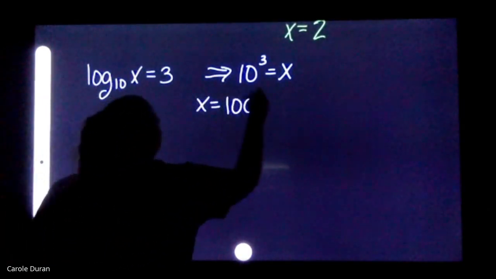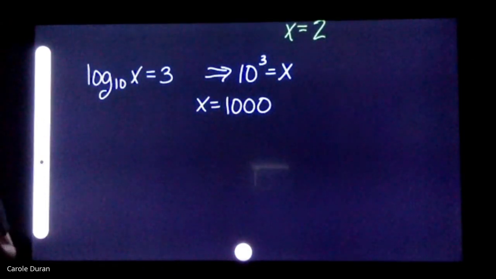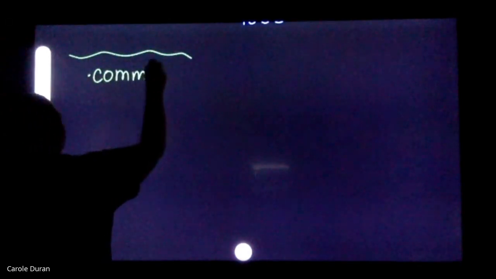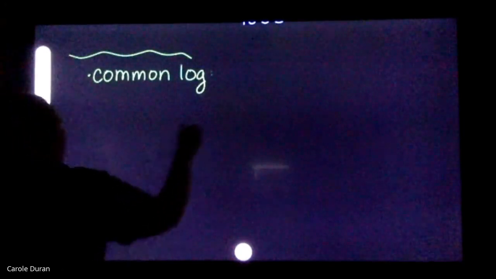So by transitioning between exponential and logarithmic forms, it allows us to solve for different pieces. There are 2 different types of logarithms. The first one is our common log, which is what we have been looking at. This is a logarithm with base 10.